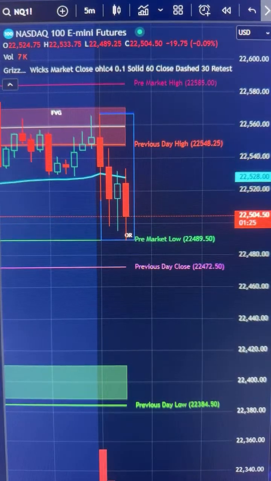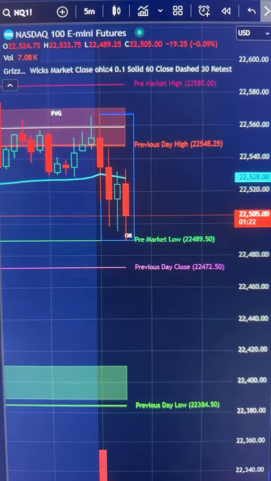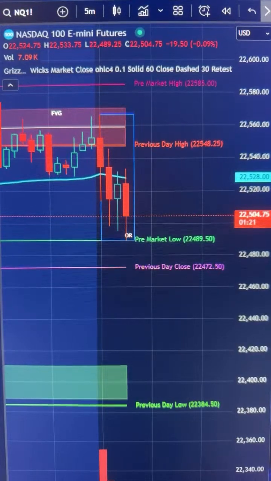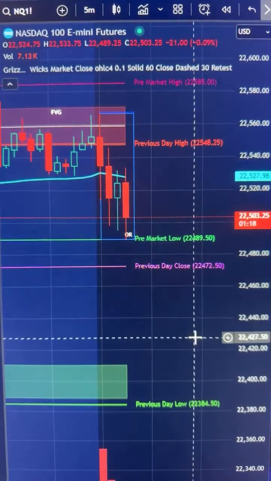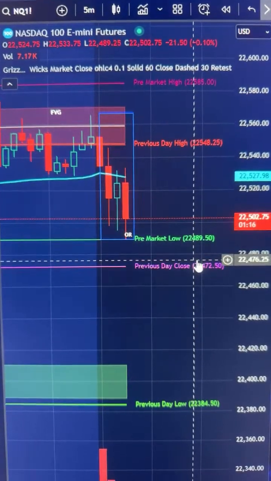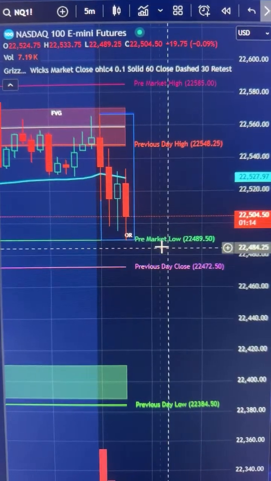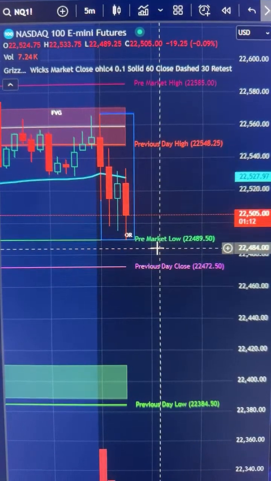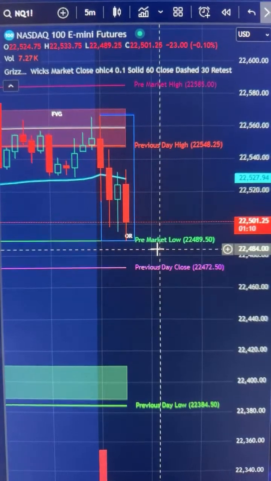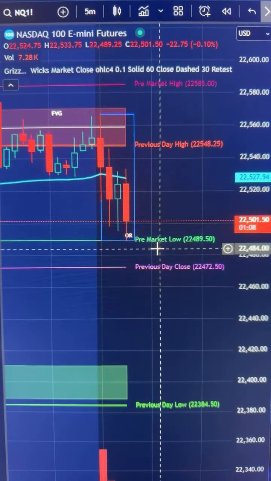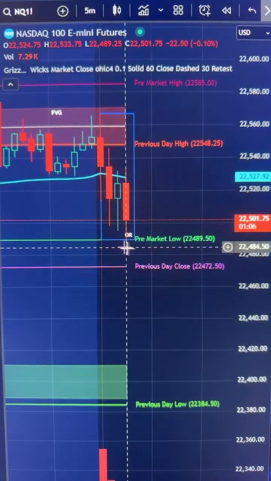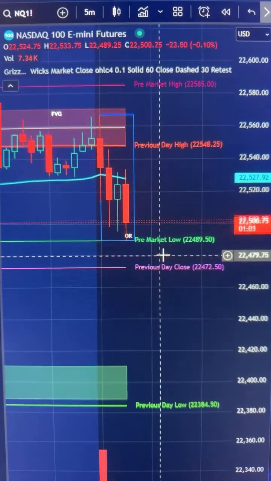What are you all watching, YouTube? You got anything to watch, Grizzly Glock? Yeah, I'm watching this bounce area, 22,480 area. Well, we touched overnight lows, rather, pre-market low, but I want that 22,480 area.